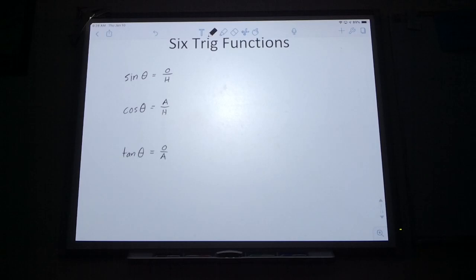And then we know that everything next to those are the reciprocals of them. So what was next to this is cosecant, and that's the reciprocal of it, so H over O. Secant theta is H over A, and cotangent theta is A over O. Okay, so those are the ratios for those.